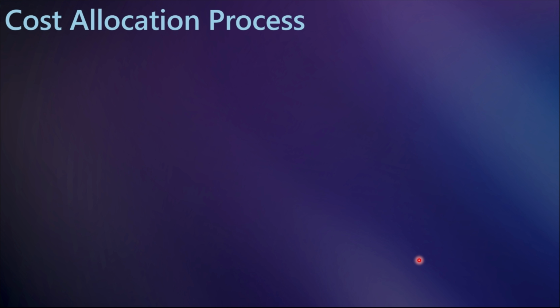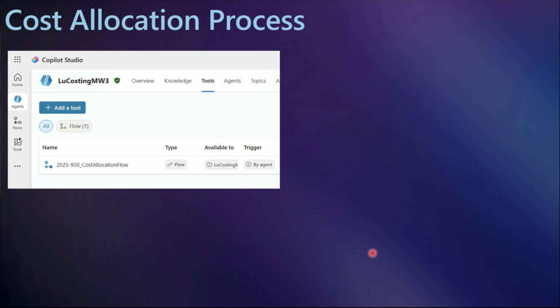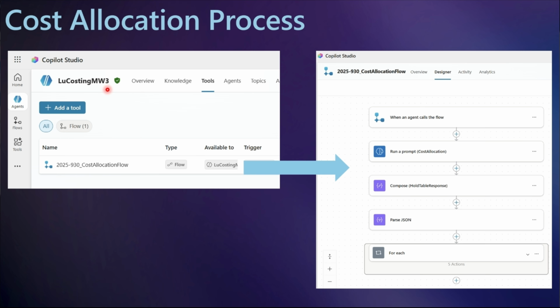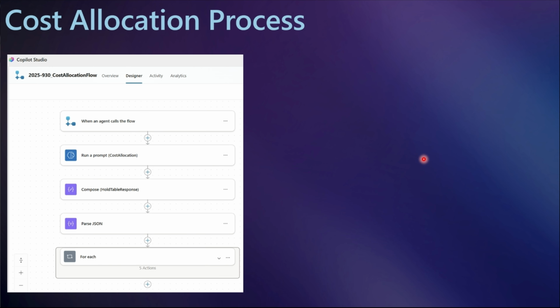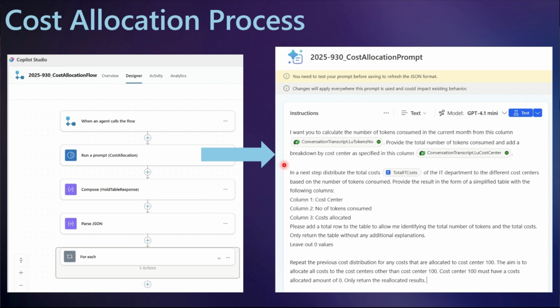And then what did I do for this cost allocation process? Well, I created here a flow, an agent flow. So this is my cost allocation agent, the one with the number 3. I have a flow here, and this flow is doing two things. It has a prompt that is using the cost allocation, and then further down we will see in a minute that it also creates some documents. So let's have a look at what this prompt is doing. Well, it says, hey, look into this table, look into the number of tokens, look at the cost center, and look at basically the current month.